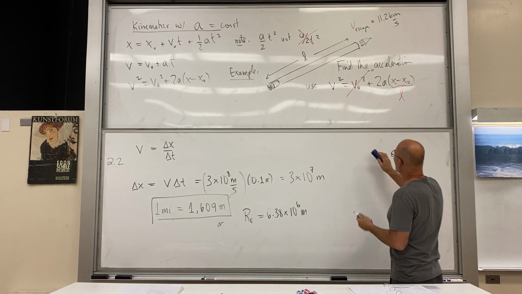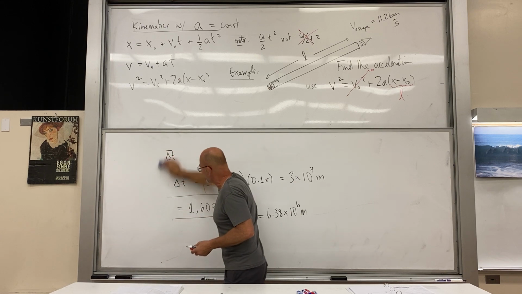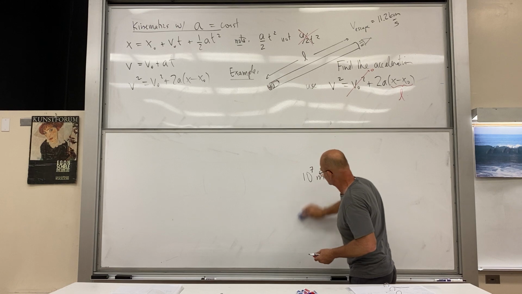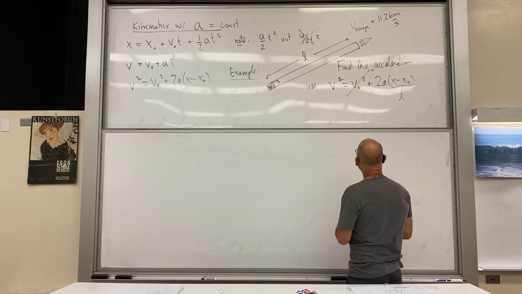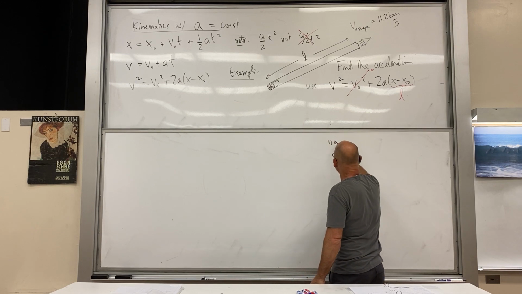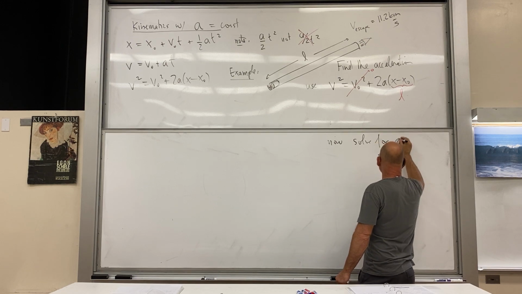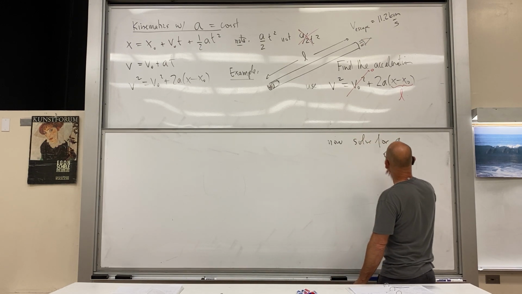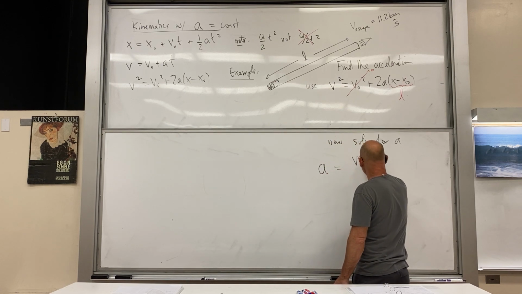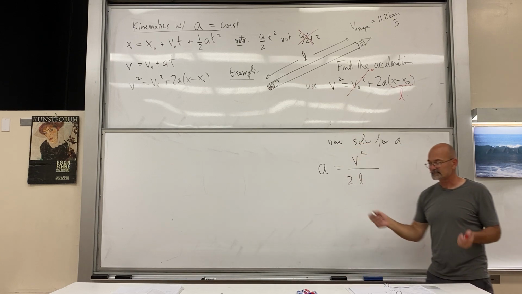And having set that up, we'll first get the formula, then we'll plug in some numbers and see what comes out. Okay, so now solve for A. Now solve for the acceleration. And what do we have? Acceleration equals v squared over 2L. That's the answer.